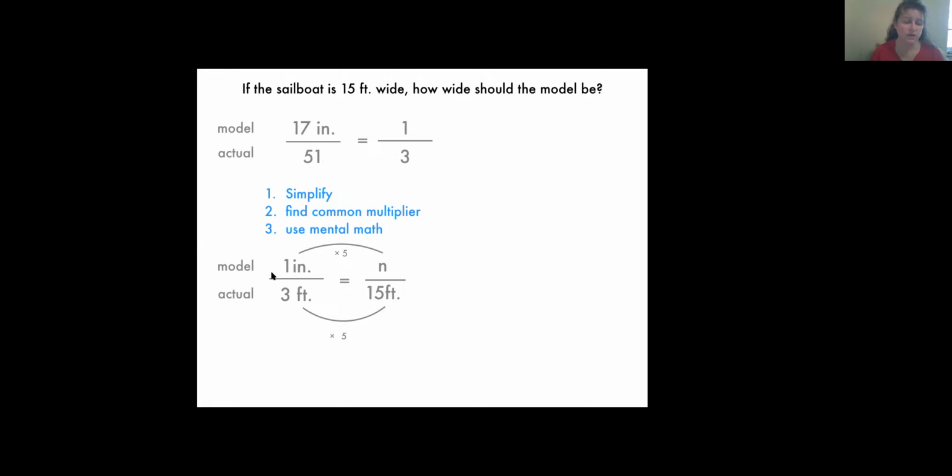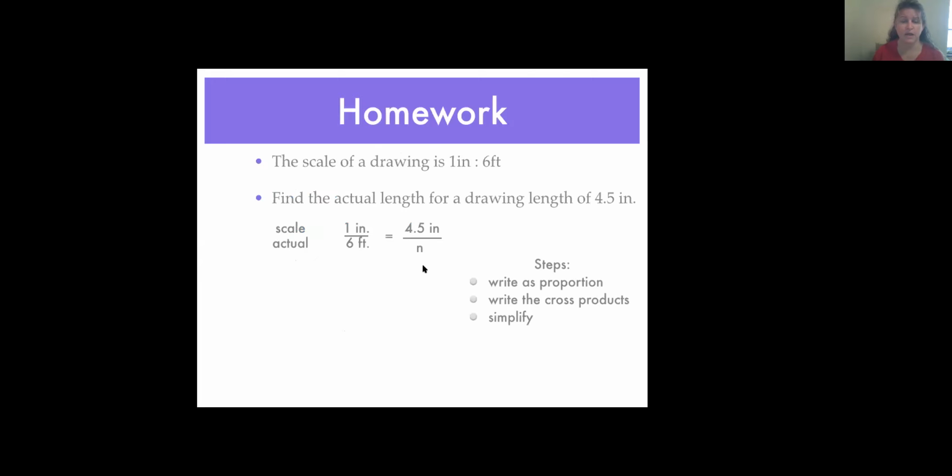So I'm going to bring this down here. I have 1 inch is the same as 3 feet in actual size. And if I already know the sailboat is 15 feet wide, I'm going to put the 15 feet down here with the other 3 feet. I want to know what the model size is going to be. So 3 times 5 equals 15. So what I do to the bottom, I need to do to the top. What is 1 times 5? 5. So how wide should the model be? 5 inches. All right.